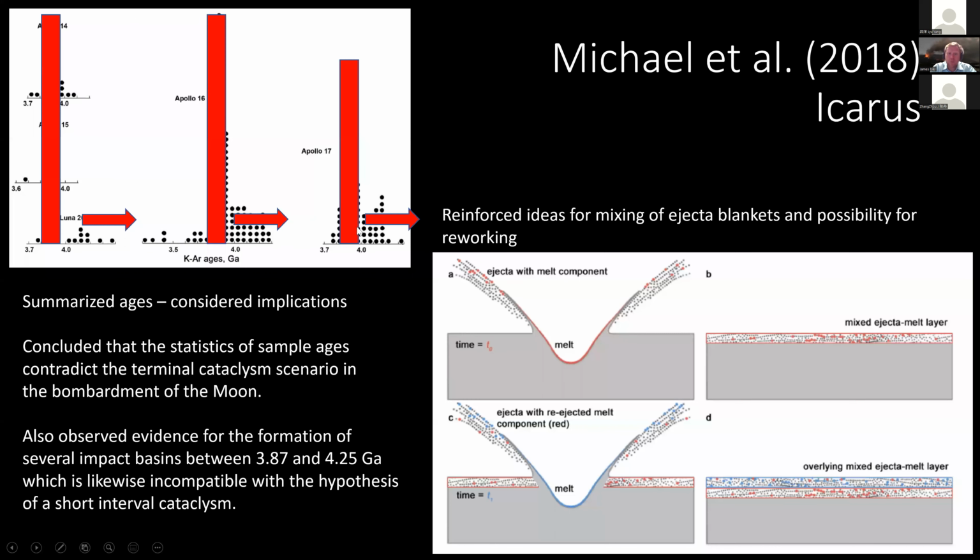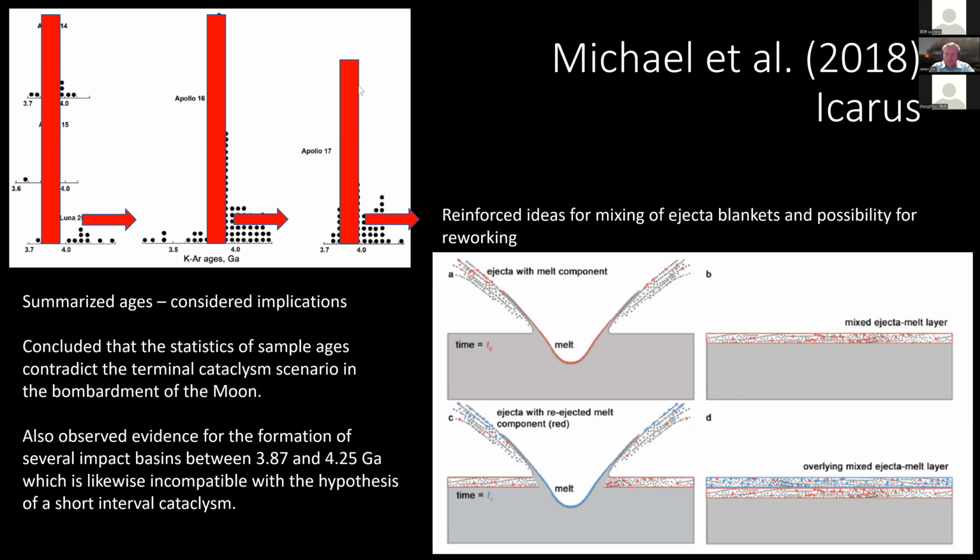You can see there's this whole swath of ages that go to much older ages than this 3.9 late heavy bombardment. They argued that this was possibly the effect of just the last stages of impact that occurred on the Moon, rather than a significant cataclysm. They also observed evidence for the formation of impact basins that extended well beyond 3.9 to as old as 4.3 billion years. And this is, of course, incompatible with a short-interval cataclysm.